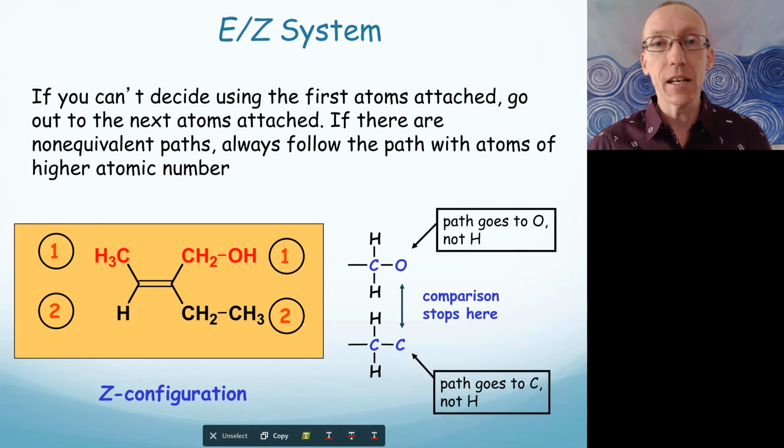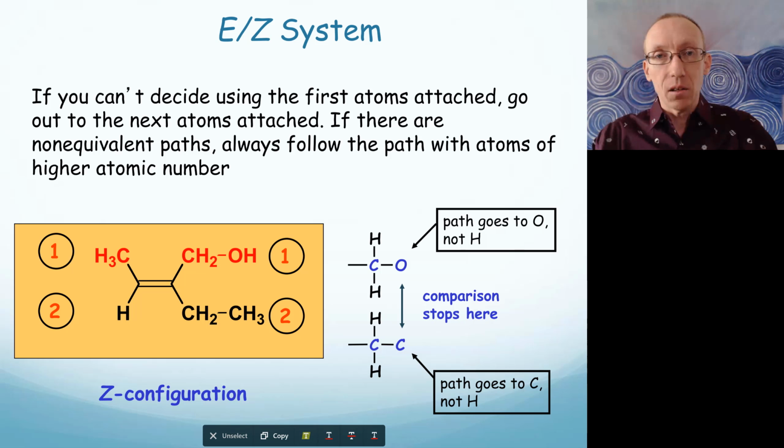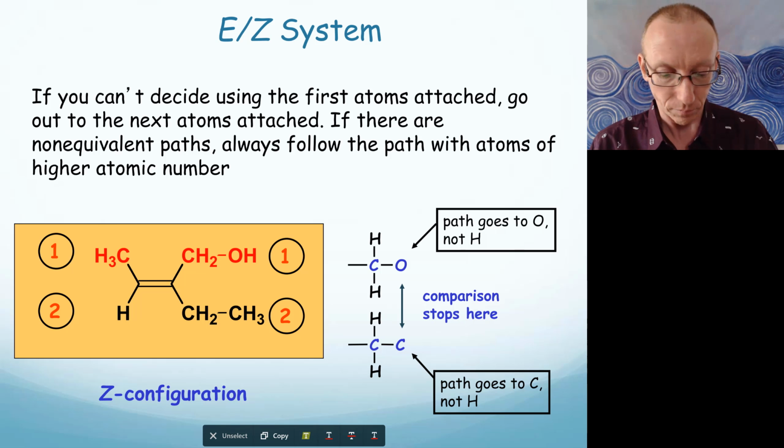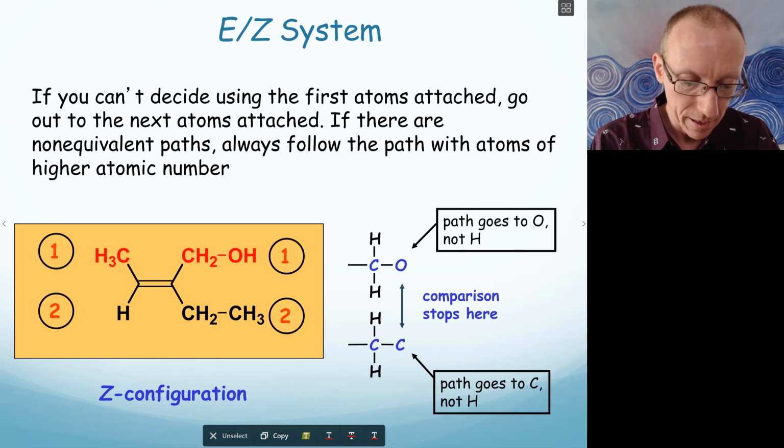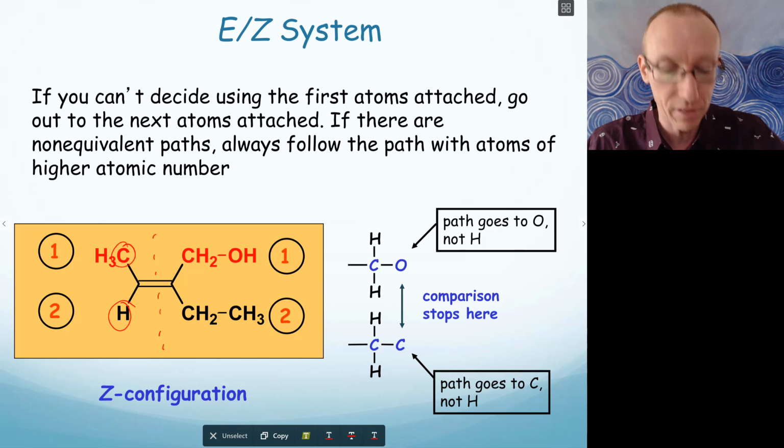Okay, now as I said, if you can't decide based on the first atom you get to, you need to expand out along the chains and find the first point of difference. So here we've got a molecule where if we split it once again, on the left-hand side, we've got carbon versus hydrogen. That's very straightforward. Carbon is higher priority.